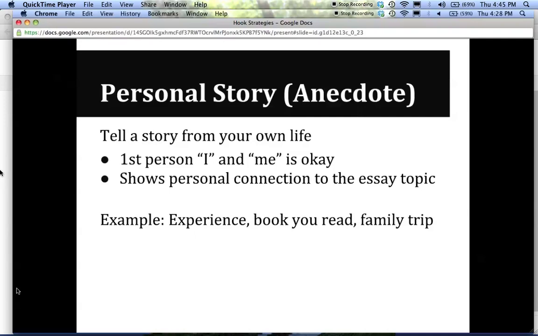You want to show a personal connection to the essay topic, and you can do that by sharing an experience, a lesson you learned, a book you read, a movie you saw, a family trip, a school story, anything that shows how you personally relate to the topic. Generally, it's a thematic connection, so the connection might be loose, but it should be obvious why you're telling this story for the reader as a nice intro into this essay.